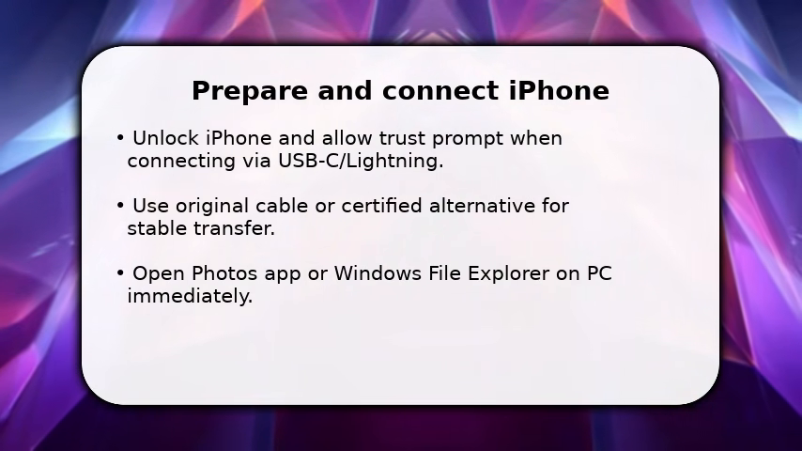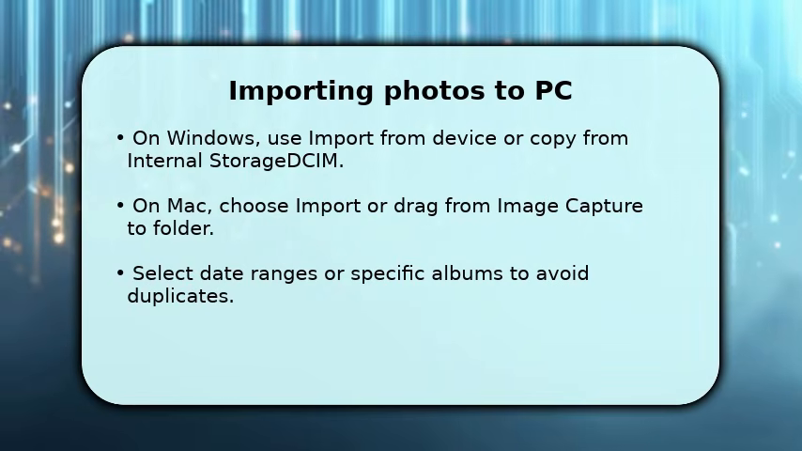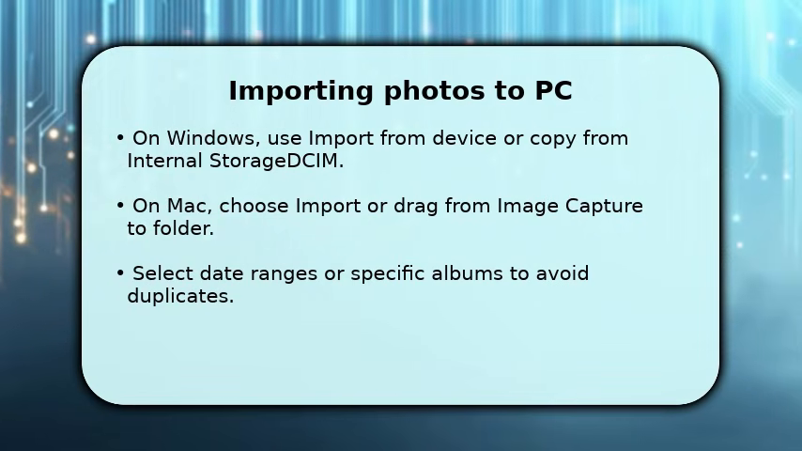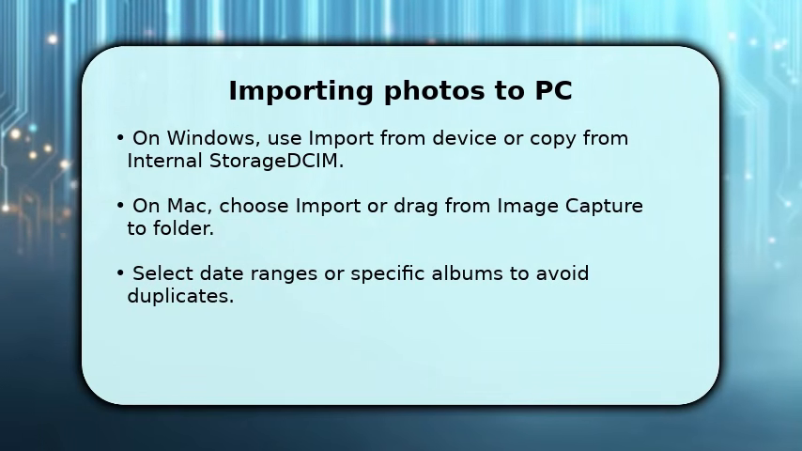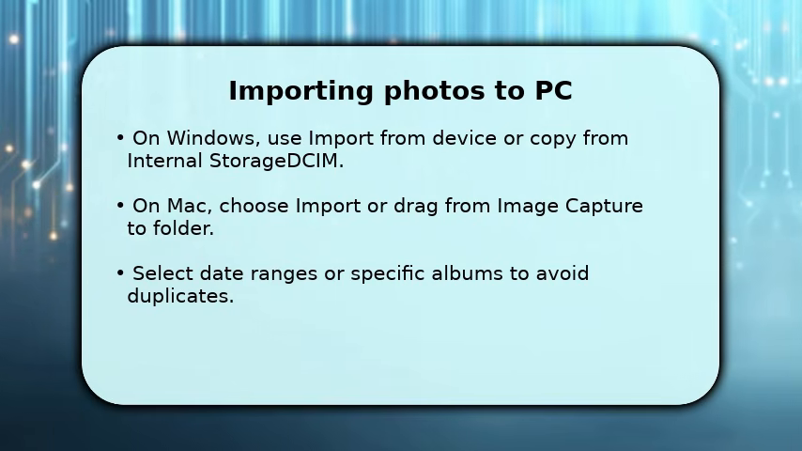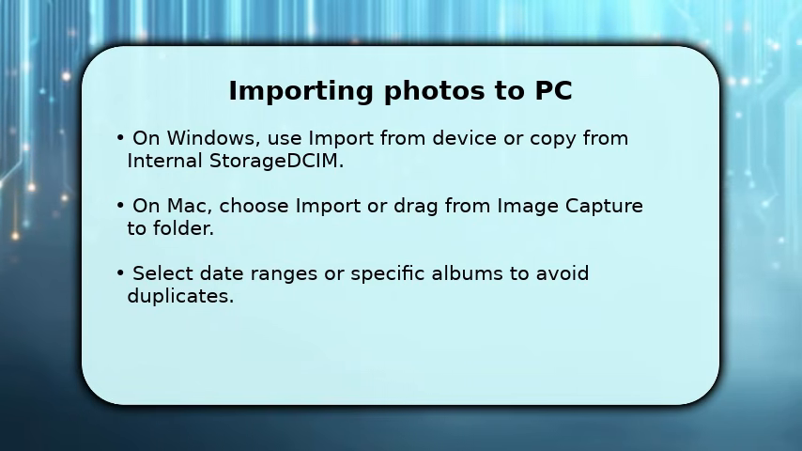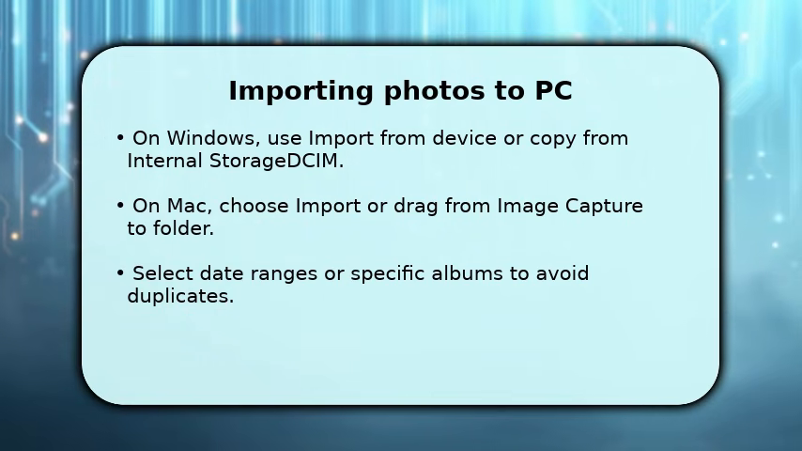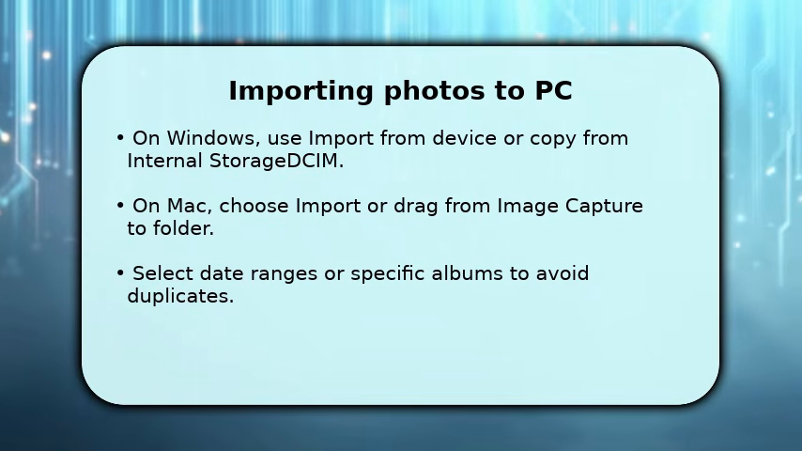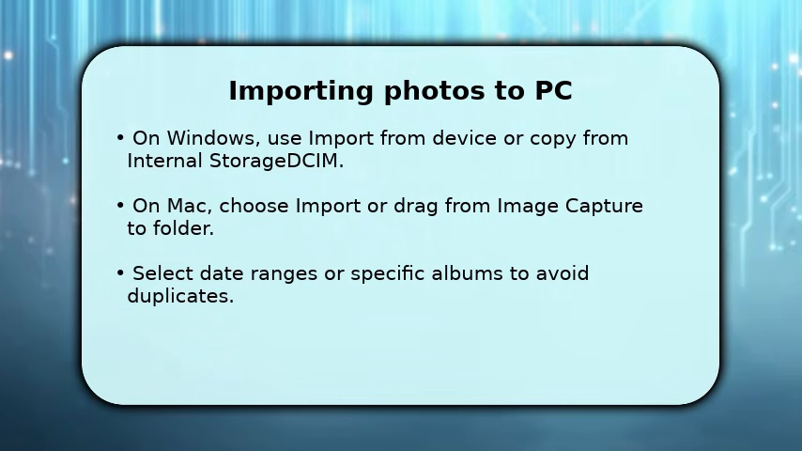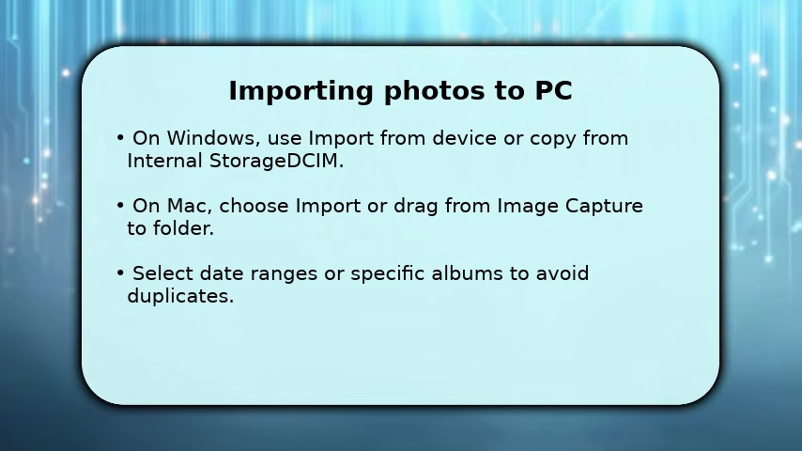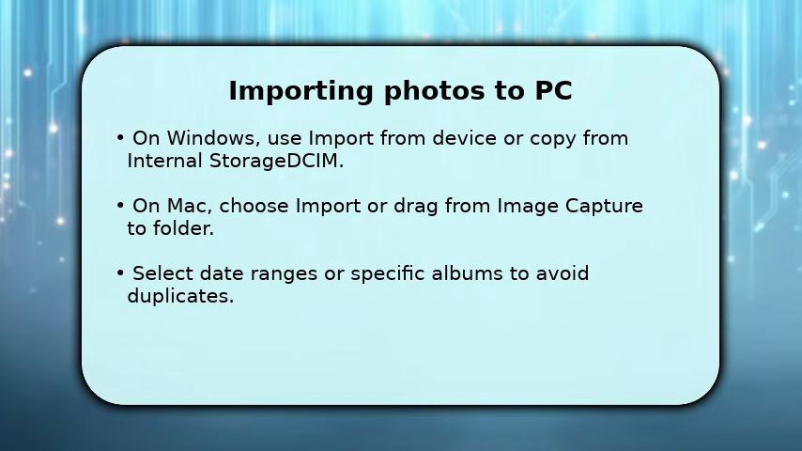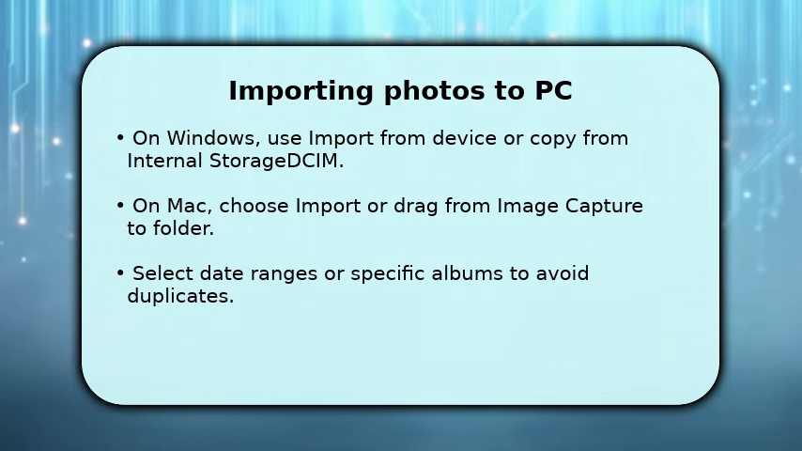Now you import. On Windows, click Import from a connected device and follow prompts to pick dates or albums, or browse internal storage /DCIM and copy files manually. On Mac, open Photos or Image Capture, select the images you want, then click Import or drag them to a Finder folder. You choose Manual Copy for control or the Import tool for automatic organization. Make sure to monitor progress and avoid unplugging.